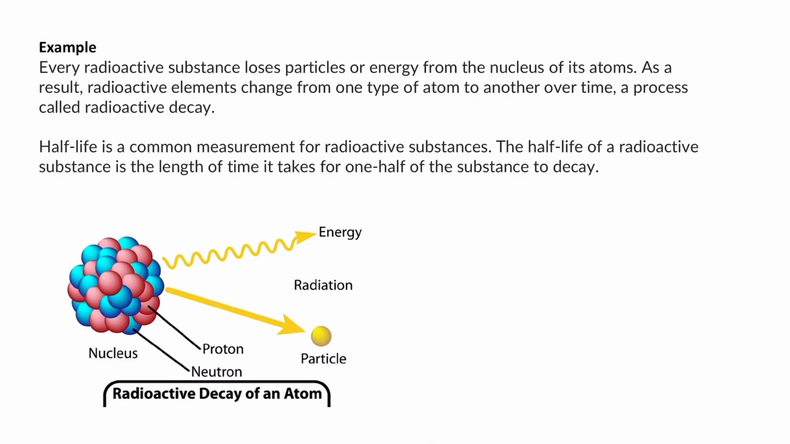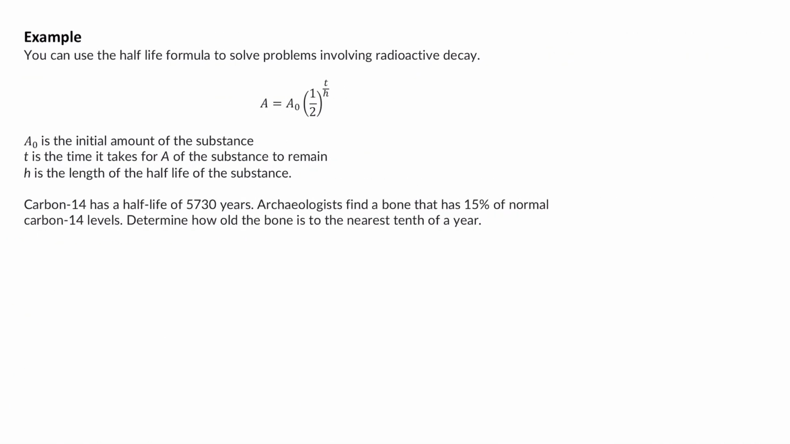The half-life of a radioactive substance is the length of time it takes for 1/2 of the substance to decay. So we can use this formula to figure out how to solve problems involving radioactive decay. It tells us that A equals A naught times 1/2 to the T over H power, where A naught is the initial amount of the substance, T is the time, A is the amount of the substance that remains, and H is the length of the half-life of the substance. Okay, so here's our formula. And what we're going to do now is look at an example.